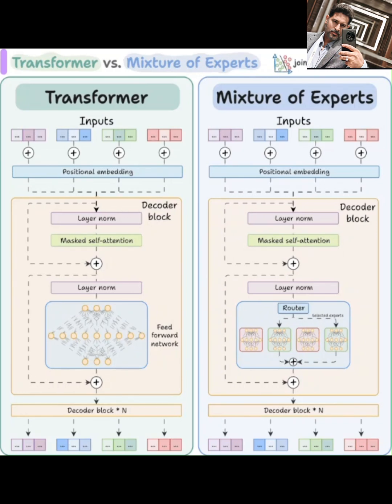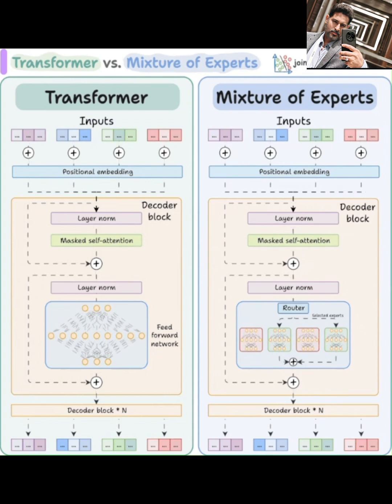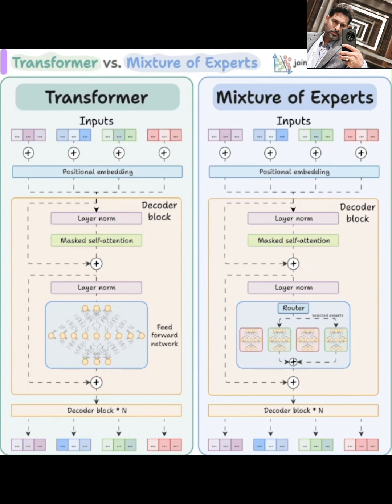Hey tech enthusiasts! Ever wondered what makes the latest AI models so incredibly powerful? Today, we're taking a peek under the hood and comparing two key architectures, the trusty transformer and the exciting mixture of experts, or MoE. These are the brains behind many cutting-edge AI systems, and understanding their differences is super fascinating. Let's dive in. On the left, we have the classic transformer architecture.